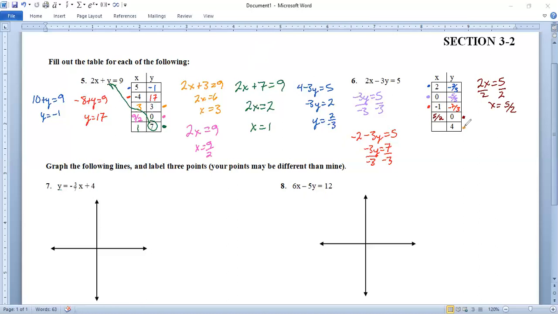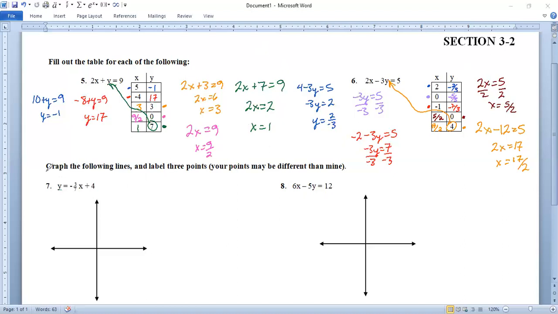And the last one, stick a 4 in for y. So if we take 4, and again, we'll draw that little picture just one time. We're actually doing this each time. So we get 2x minus 3 times 4 is 12 equals 5. Add 12 over there, and we get 2x equals 17. Divide by 2, and we get x equals 17 halves. Ooh, every single one of those answers ended up being fractions. Wow.